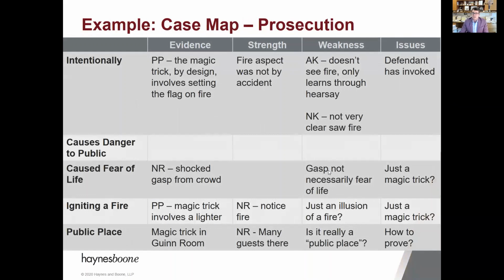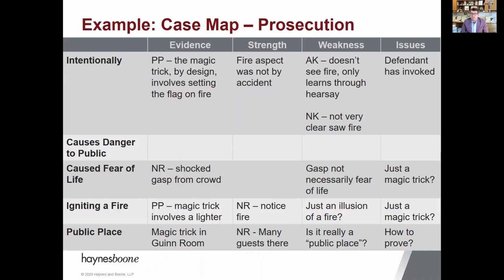And so you'll see, you essentially just create a spreadsheet. It's the easiest way to do it. You'll see I have on the left-hand side all of those elements, and then I add a piece of evidence, a strength of that evidence, perhaps a weakness of that evidence, and an issue. So the first one, intentionality. There was an intentional act, and I've used the first and last initial of the witness in the statement.